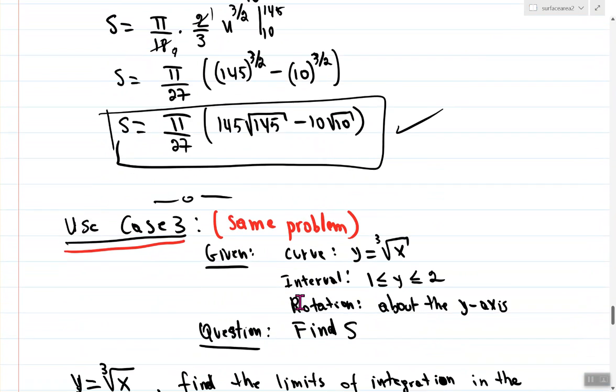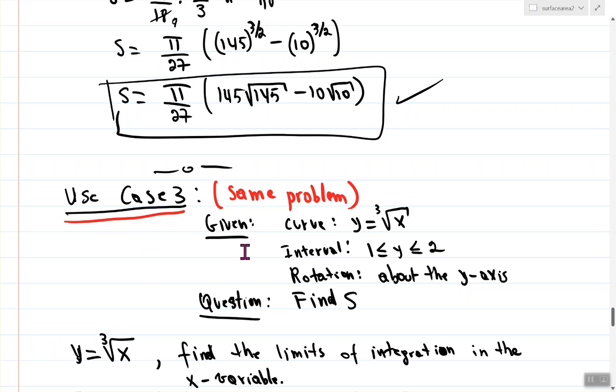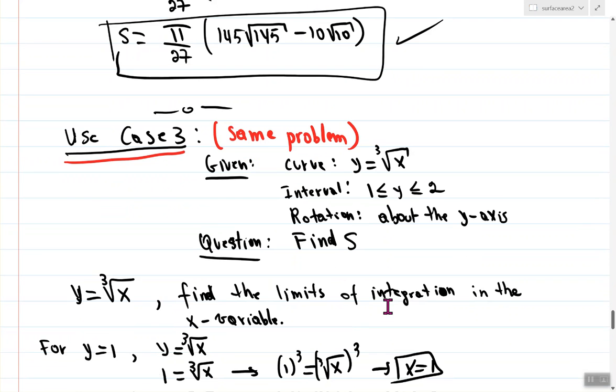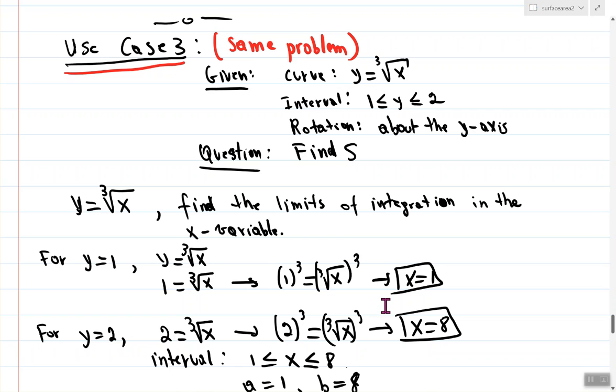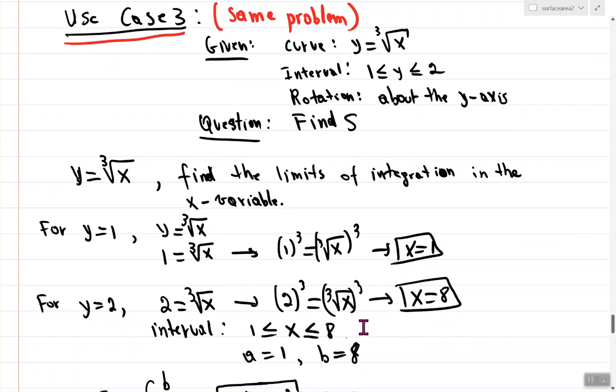But the point is that the same problem can also be solved using case 3. Case 3, we keep it as a function of x, and then we change the y interval in terms of x interval. So we say when y is 1, what is x equal to? So we solve this equation, we get when y is 1, x is 1. When y is 2, you get x equals 8.